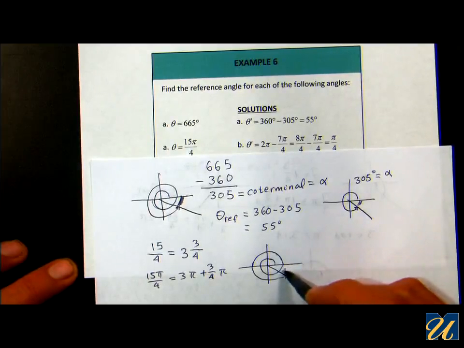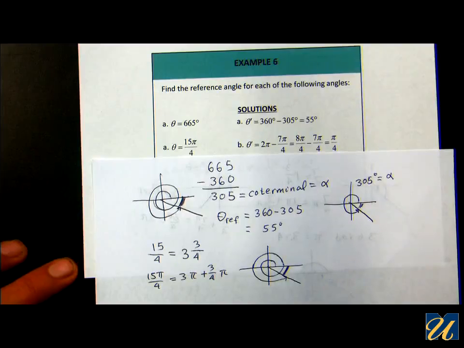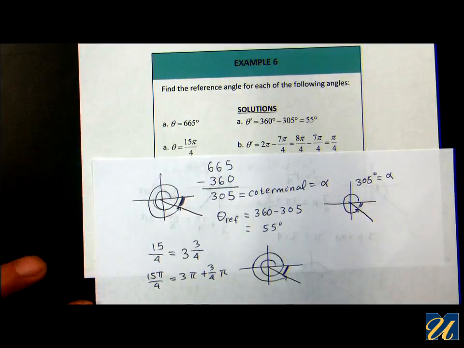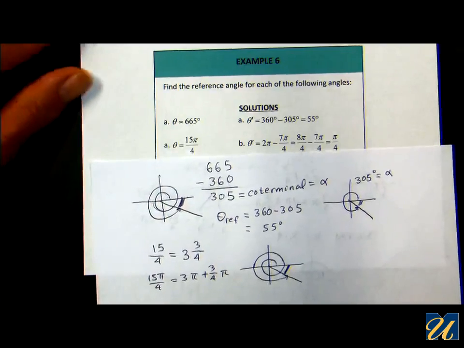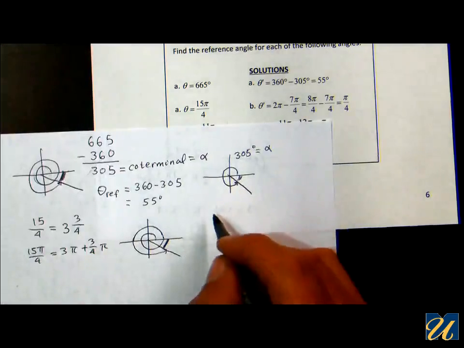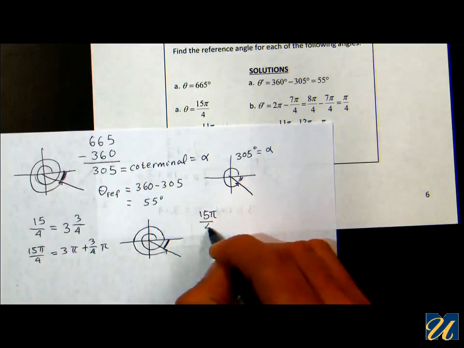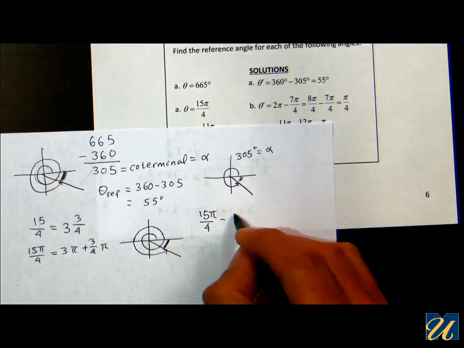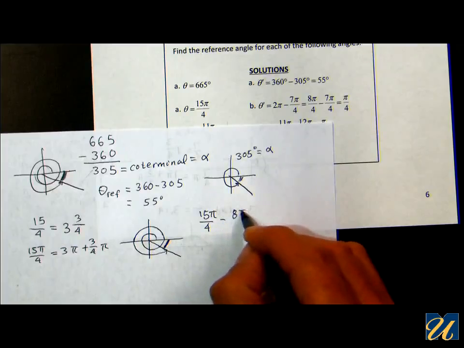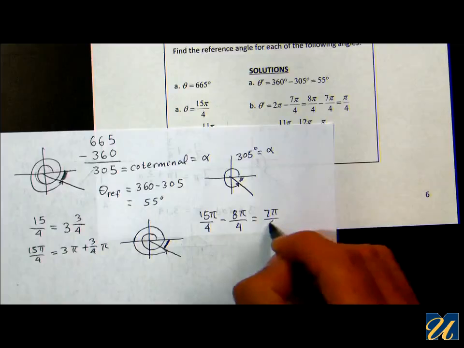Okay, the reference angle is still right here, pinched between the terminal side of the angle and the positive x-axis. So we need to get the coterminal angle first. If we take our given angle, 15 pi over 4, and subtract 2 pi, let's write 2 pi as 8 pi over 4. That's 7 pi over 4.